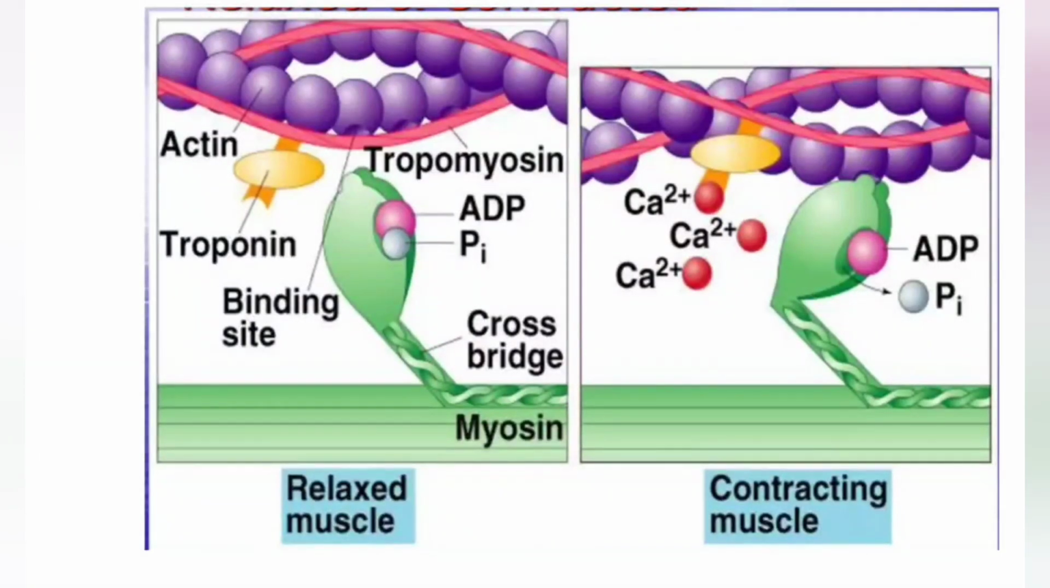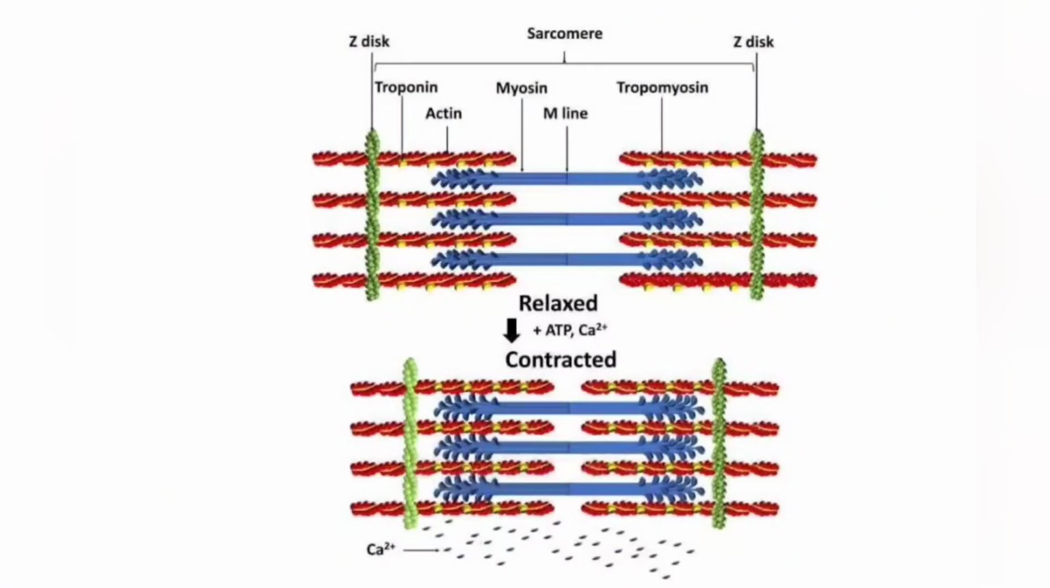Step 5. Using energy from ATP hydrolysis, myosin heads bind to active sites on the actin to form a crossbridge. Step 6. This pulls the actin filaments on both sides towards the center of the A bands. Actin filaments overlap so that the H zone disappears.